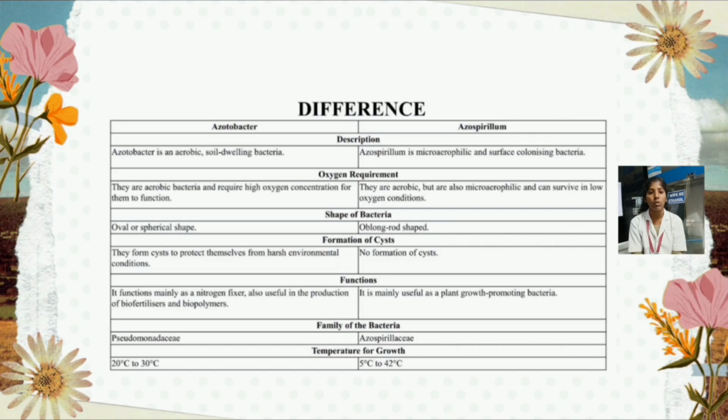They also belong to different families. Azotobacter is part of the Pseudomonaceae family, while Azospirillum belongs to the Azospirillum family. Finally, the temperature range for Azotobacter is between 20 to 30 degrees Celsius, whereas Azospirillum can tolerate a wider range from 5 to 42 degrees Celsius.